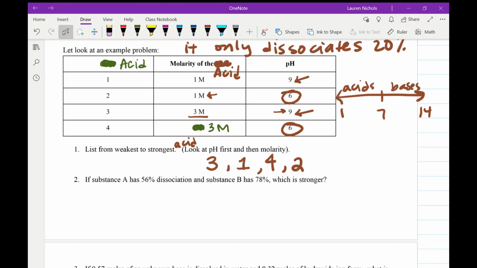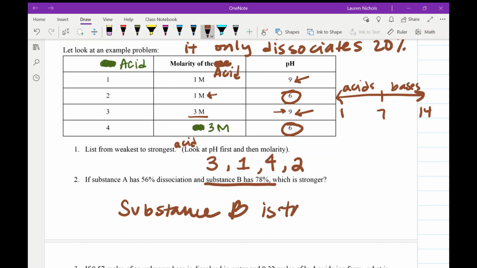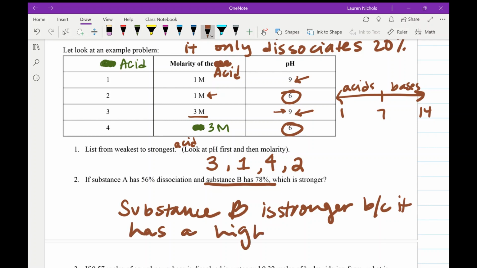Now, number 2 says if substance A has a 56% dissociation and substance B has a 78% dissociation, which one is stronger? It has to be substance B because it has a higher percent dissociation, which we probably should have written down as I was talking. So substance B is stronger because it has a higher dissociation. Sorry for the bad handwriting, everyone.